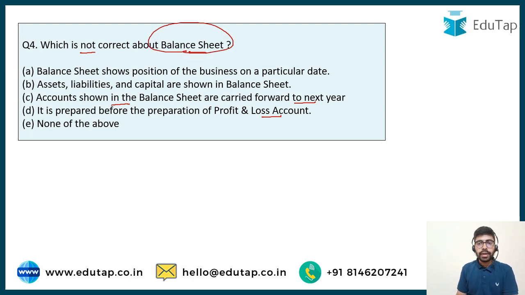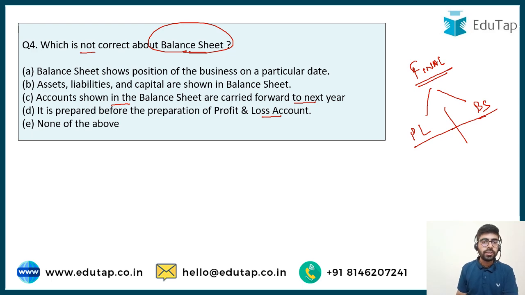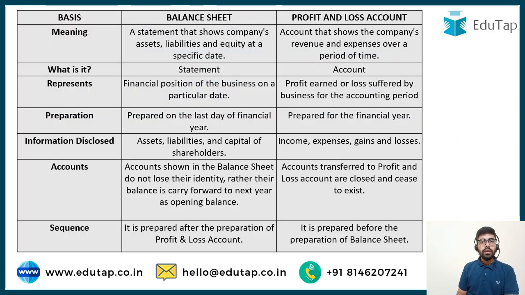So we know that there are two kinds of financial statements. There are two kinds of final accounts that are very important. One is the profit and loss and another one is balance sheet. So if you are aware of the differences between the two, you would be able to easily answer this particular question. Now let's take a look at the differences between the balance sheet and the profit and loss account.